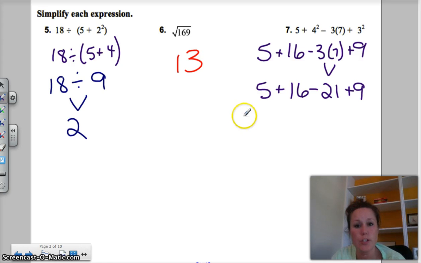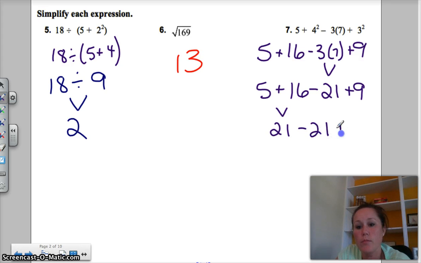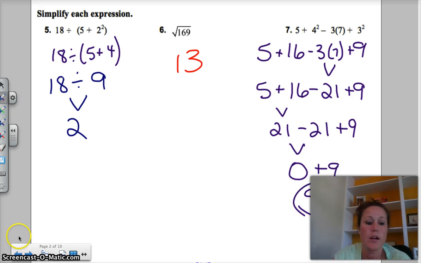Now I'm going to do addition and subtraction each step. Okay, so I can't just go through the whole thing. I have to do each step as it comes. 5 plus 16 is 21 minus 21 plus 9. Now we're going to do 21 minus 21 to get 0 plus 9. Final answer is 9. All right, let's keep going.